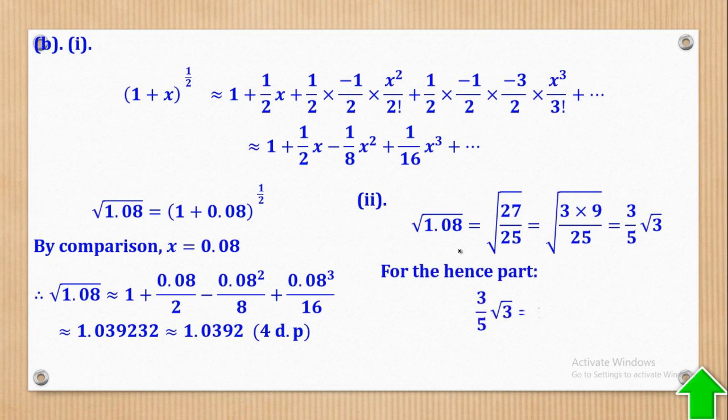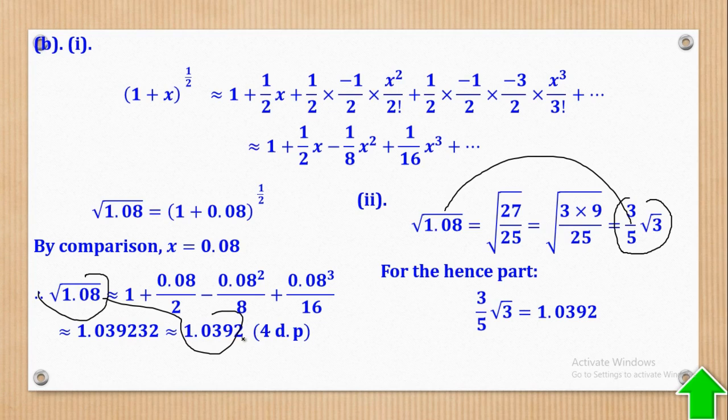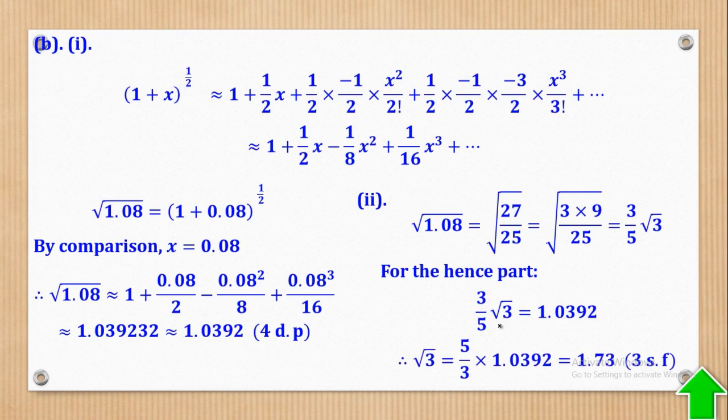So for the hence part, we shall say that this one is the same as this, and we already saw that this is equal to this, meaning that also these two are equal. That is why you see here this is equal to that. Now when I make root 3 the subject, I'll come up with this, but I remember they told you that the answer should be rounded off to three significant figures. So when I round off to three significant figures, I'll come up with 1.73, and that's what they wanted.